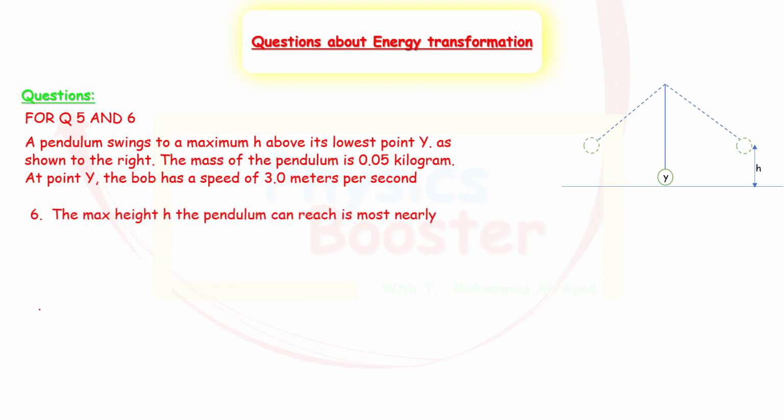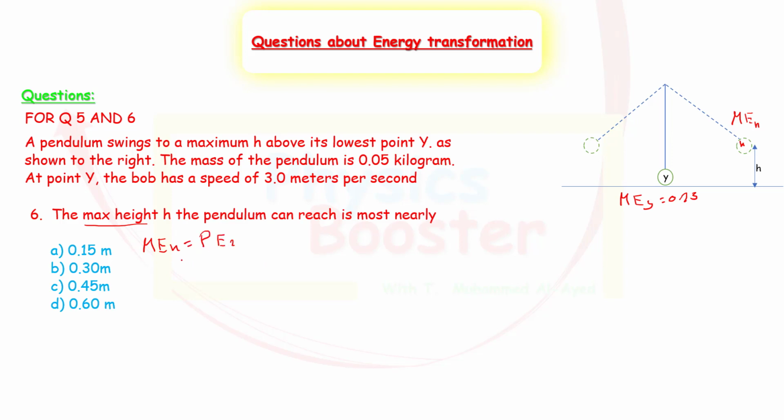Second part of the question, the maximum height h the pendulum can reach is almost nearly... okay, now we found the mechanical energy here. The mechanical energy at location y was equal to 0.23. Now the mechanical energy at this point, let's call it point H, for example, is going to be equal to the potential energy only. Why? Because it says at the maximum height, and we know at the maximum height the pendulum won't be moving anymore. So it's safe to say that mechanical energy at location H is equal to the potential energy at location H.